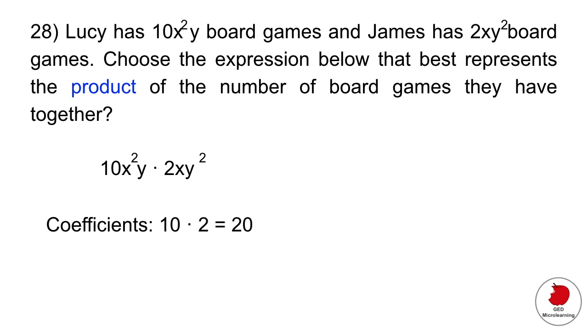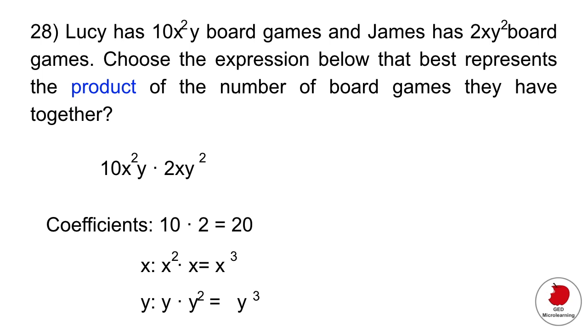And then we're going to look at the x terms and y terms. If we look at the x terms, we would multiply x squared multiplied by x, that gives us x to the third power, and y is kind of the same thing. So you have y multiplied by y squared, which is also y to the third power.